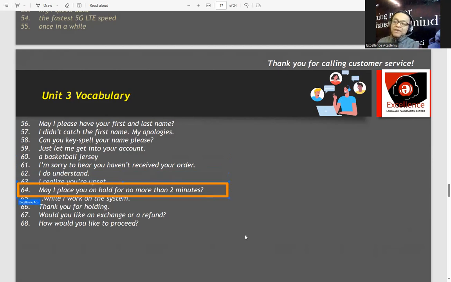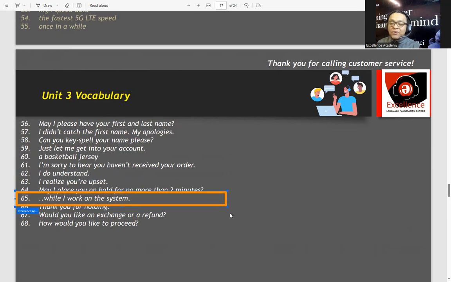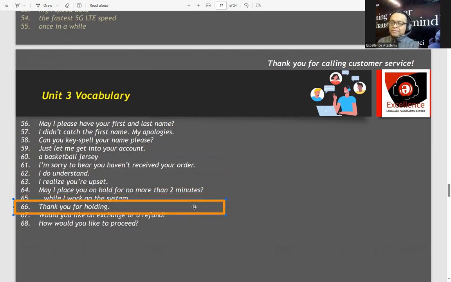64. May I place you on hold for no more than 2 minutes is to request a hold from the customer. Remember that we always request permission for the hold. 65. While I work on the system, we are providing the reason. So we're asking for permission, providing a time frame, and also providing a reason. So while I work on the system, here we're using while to connect it.